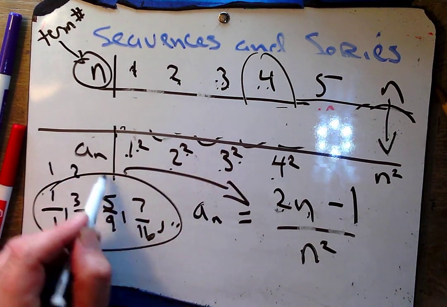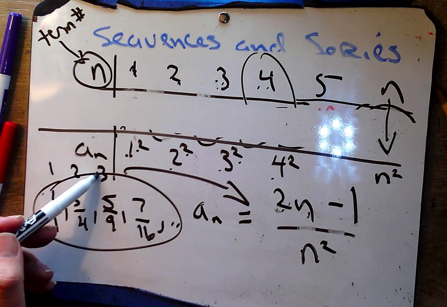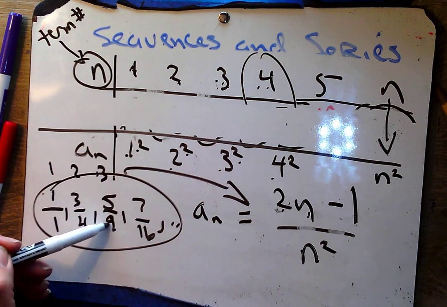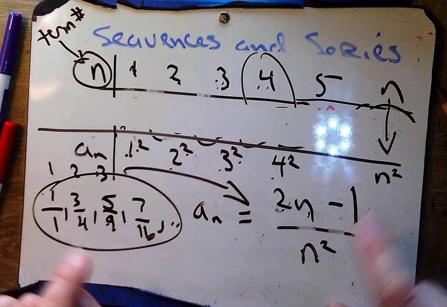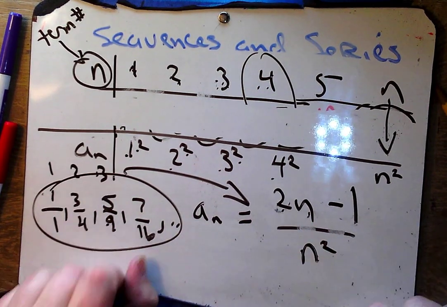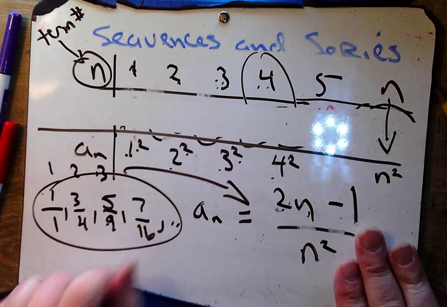Here's my first term, my second term, my third term. If I plug in a 3 for n, I should have 5 over 9. 3 times 2 is 6. 6 minus 1 is 5. Good. And 3 squared, 9. Perfect. So we're going to do some building.